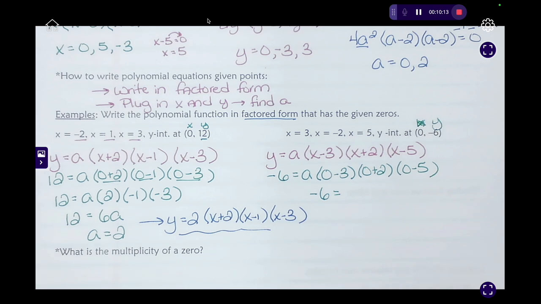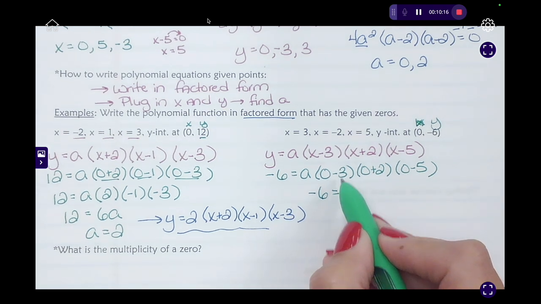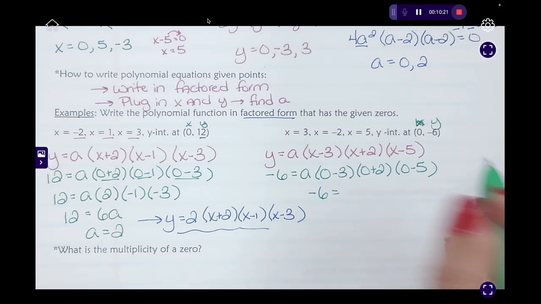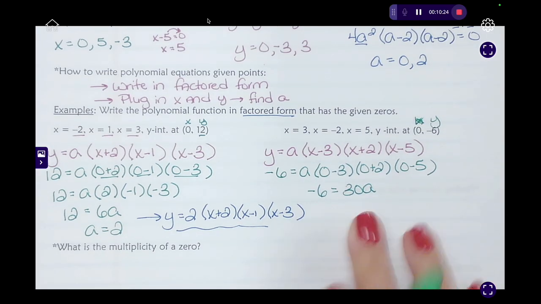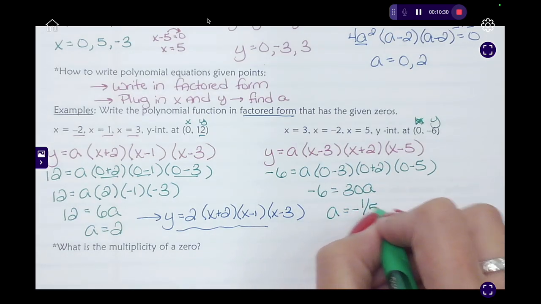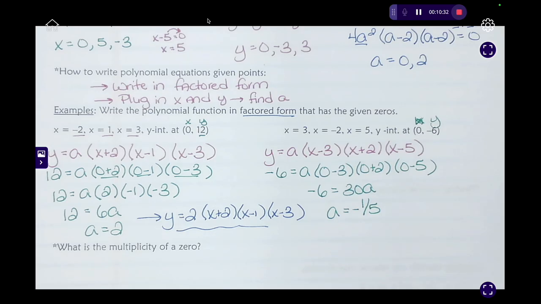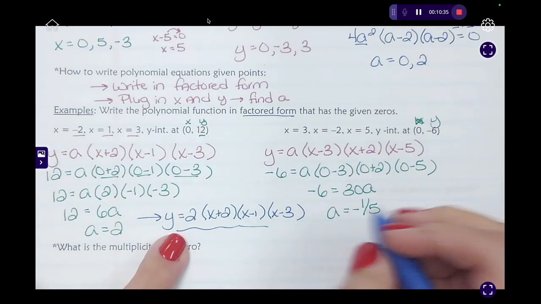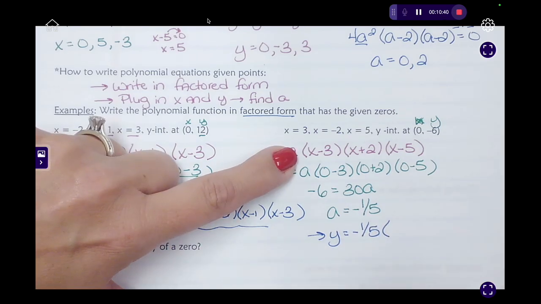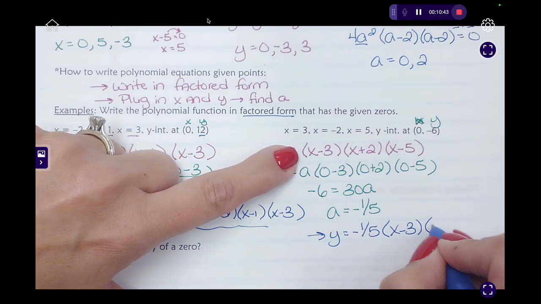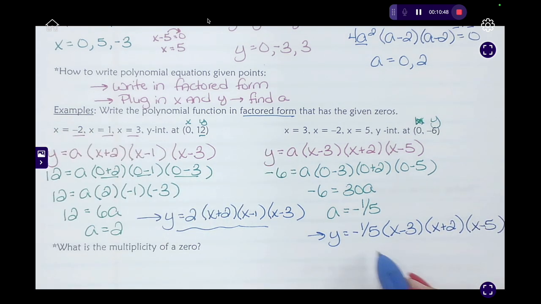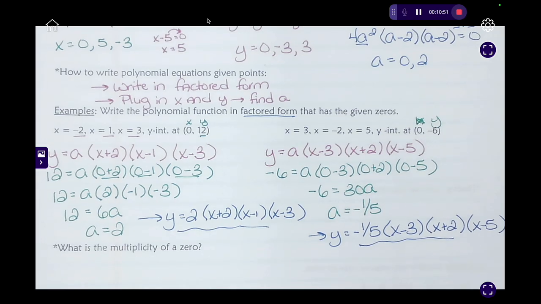Okay. So if I start to simplify that, that's going to be negative 3 times 2, which is negative 6. Negative 6 times negative 5 is a positive 30. So that would all simplify down to 30. So here, if I divide by 30, you're going to get a negative 1/5. So that would be my a value. Don't forget, I need to actually write the equation. So that would be y equals the negative 1/5, and then I'm writing it in factored form. So I am just leaving that part as the factored form. So that would be how I write that equation.